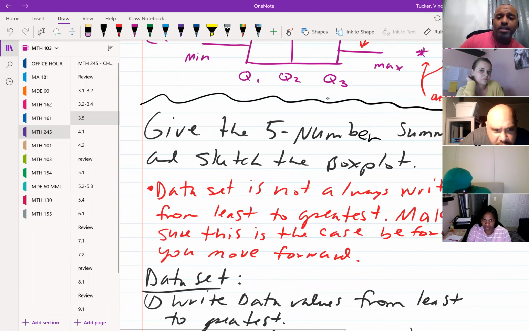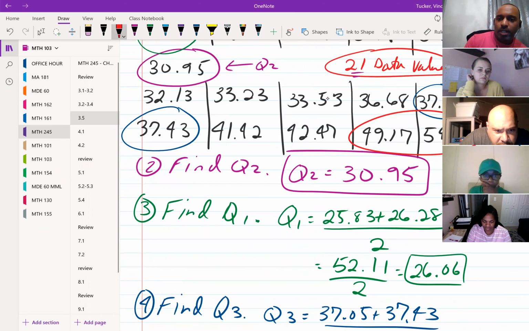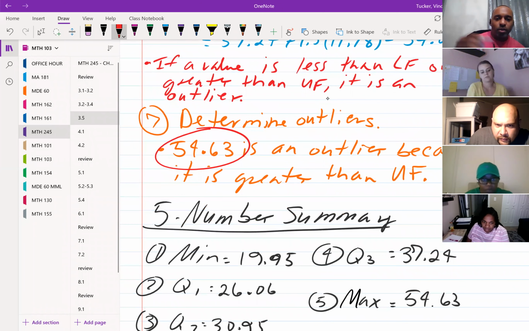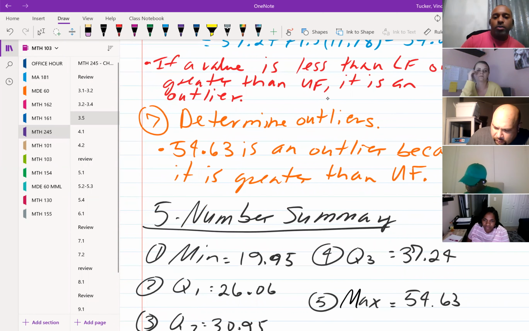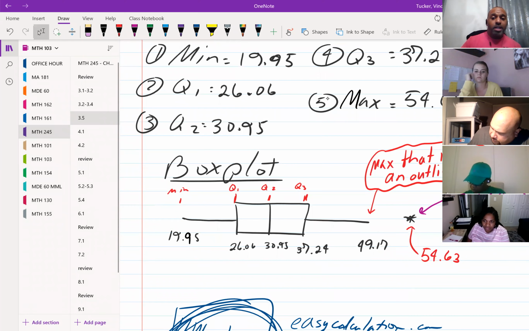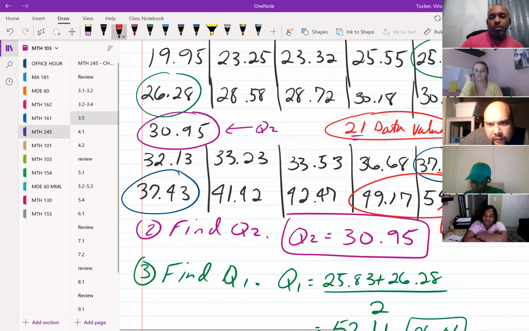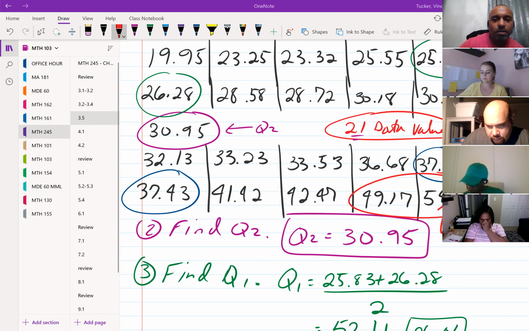Now when we go to our data set, these were our last two values. Remember, we found out that this was an outlier. 54.63 is greater than that upper fence, so it is an outlier. So our whisker cannot extend to the 54.63, so it has to extend to the next value down, 49.17. So that would be your max. All right, I got it. Thank you. Not a problem.